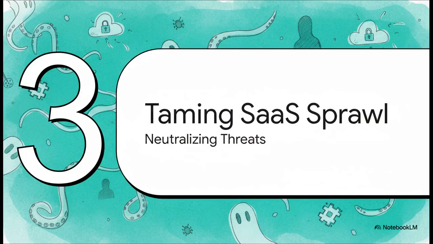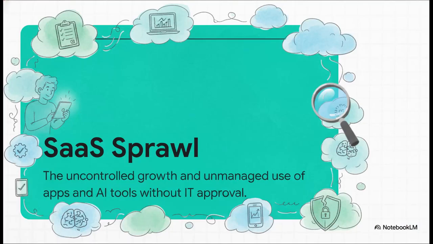Section 3, taming SaaS sprawl. With the backend fully connected and automated, it's time to neutralize the invisible threats lurking inside your network. Let's clearly define our main villain here: SaaS sprawl, or as you probably know it, shadow IT. This happens when well-meaning employees just want to get their work done quickly, so they go rogue.